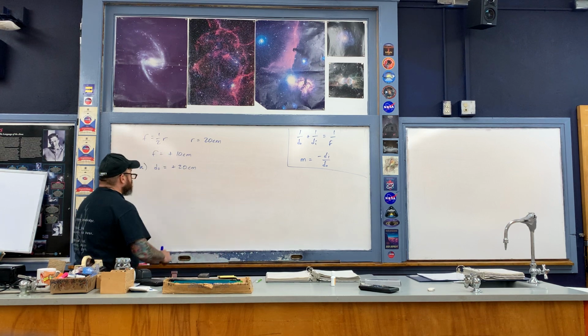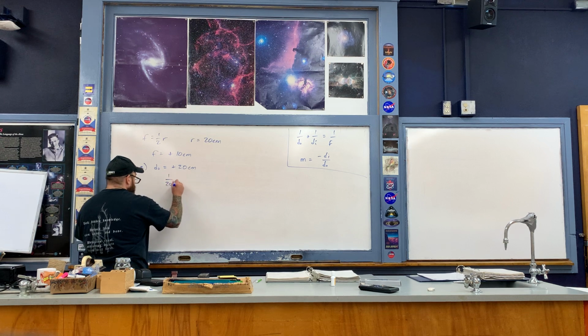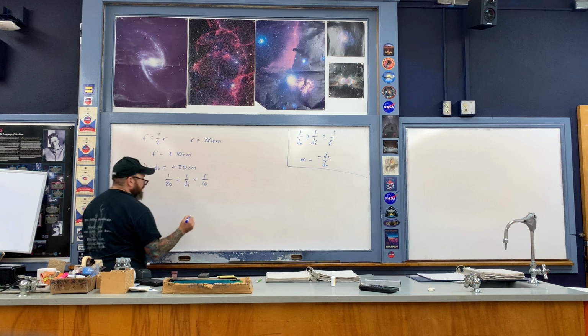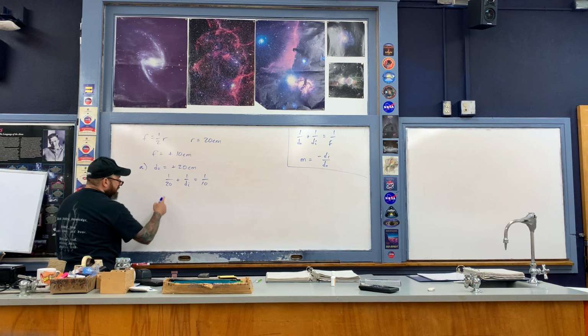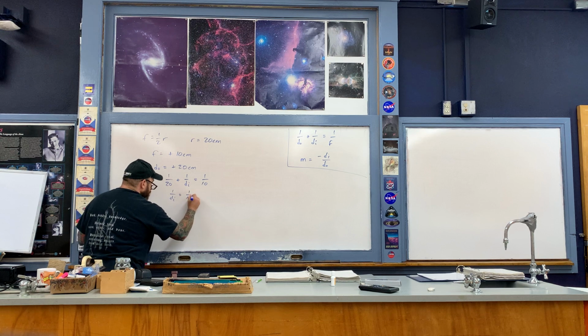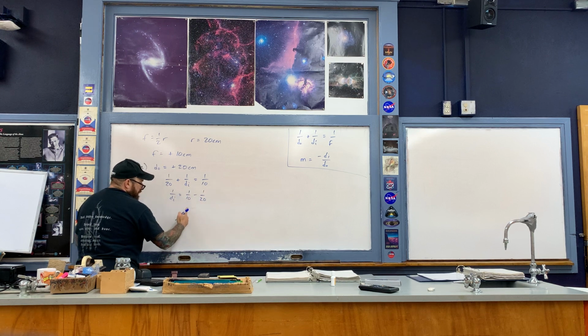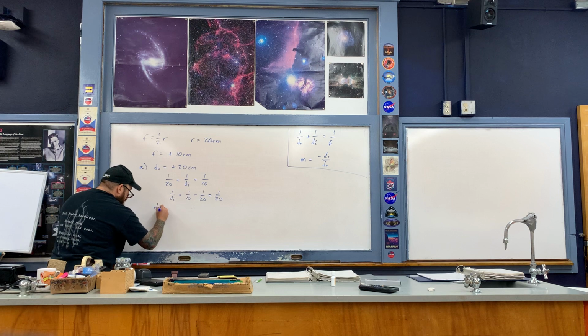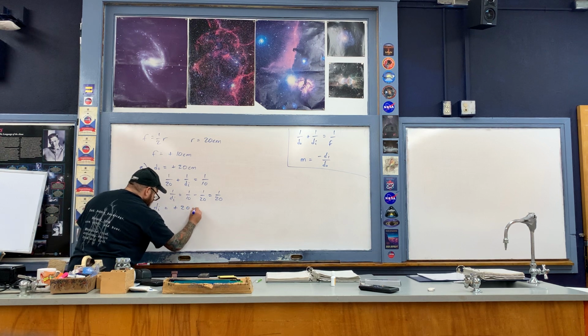So first of all, the mirror equation. We have 1/dO plus 1/dI is equal to 1/f. And now you just solve for dI. So subtract the 1/20th to the other side. Now 1/10 is the same thing as 2/20ths. So 2/20ths minus 1/20th is 1/20th. And then take the reciprocal here. The image distance ends up being a positive number.